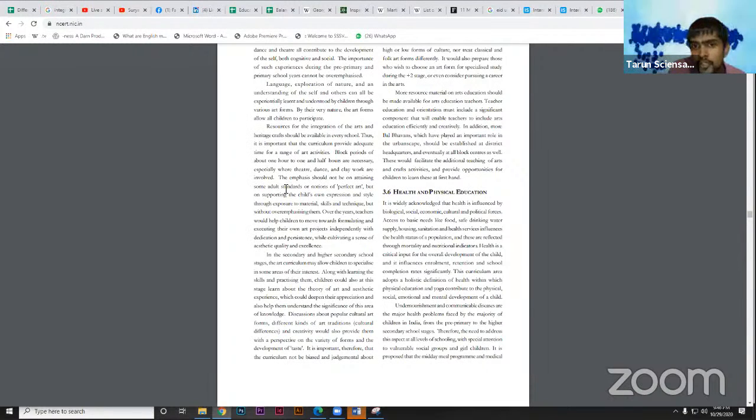Emphasis should not be on attaining some adult standards or notions of perfect art, but on supporting the child's own expression and style through exposure to material, skills and technique, but without overemphasizing them. Skill and technique has to be taught without overemphasizing it. Over the years, teachers would help children to move towards formulating and executing their own art projects independently with dedication and persistence, while cultivating a sense of aesthetic quality and excellence.